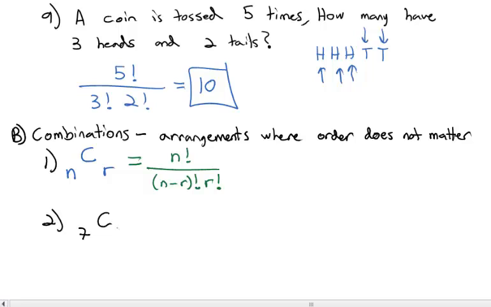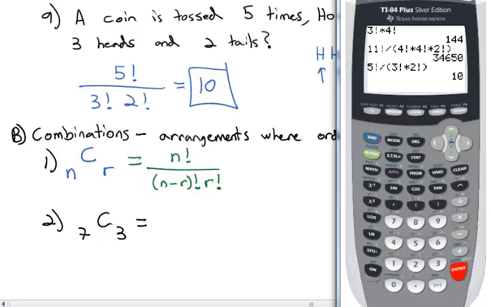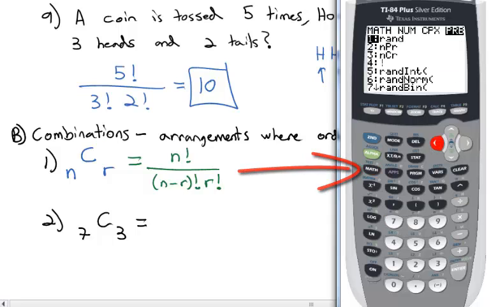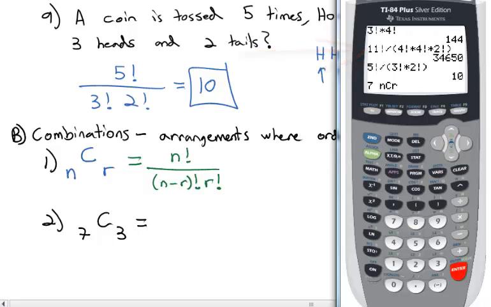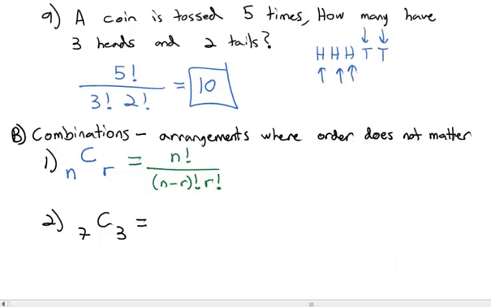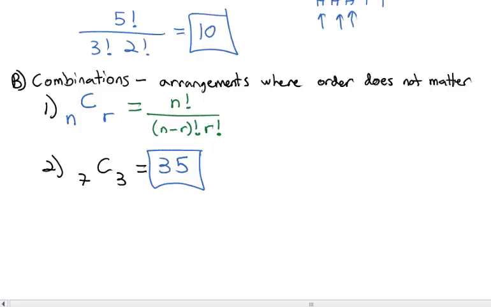So if there are 7 things and we're going to choose 3 of them, we can do that on our calculator. Very similar to permutations, we type in 7, math, over to probability, and you notice option number 3 was nCr. We're going to select nCr to get 7, choose 3 items, and hit enter, and we find there are 35 ways to select 3 out of 7 things where we don't care about the order.